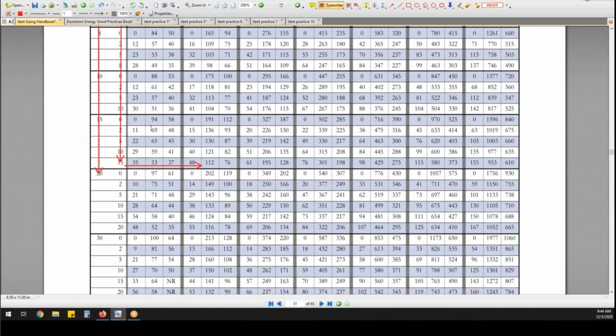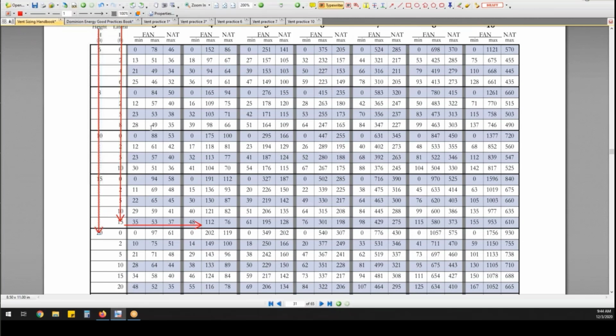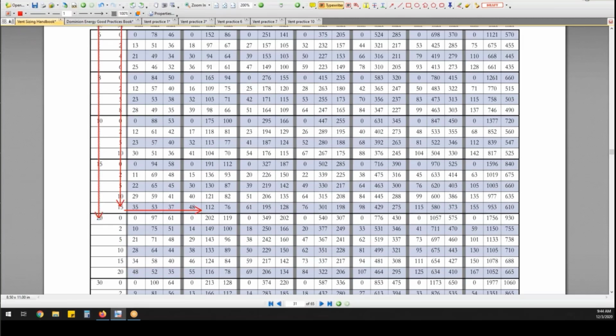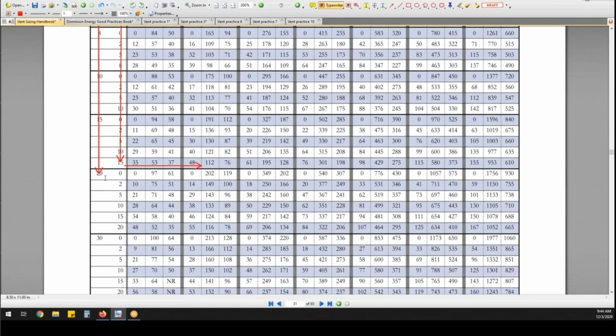And you notice if you just look down the chart, we're over here on the natural. The taller the flue, the more BTUs it can handle. So if I have 22 feet, I'm going to go down to 20 because I know if it will work at 20, it will definitely work at 22. So always go down. Okay, so 22 is not listed, so I'm going to go down because the taller the flue, the better it will work.